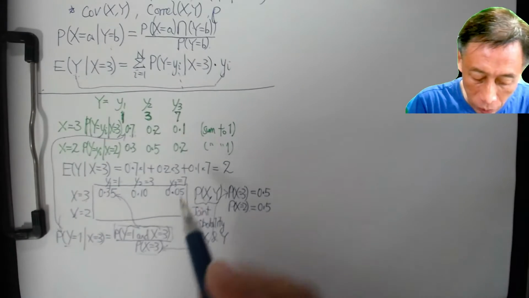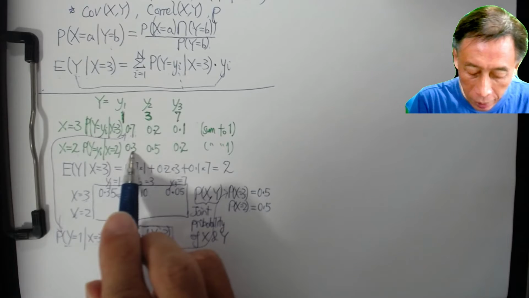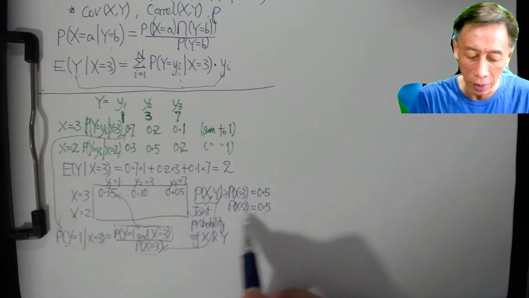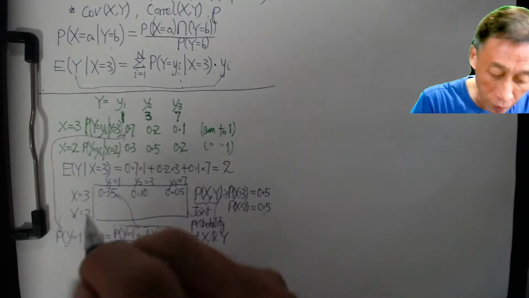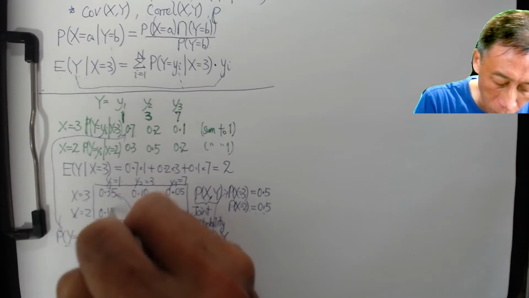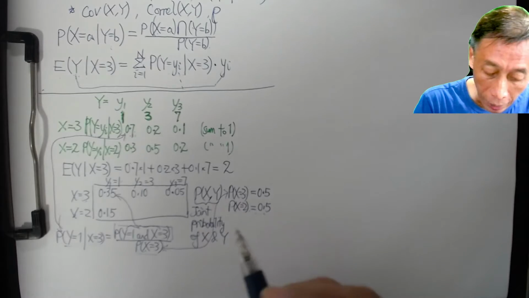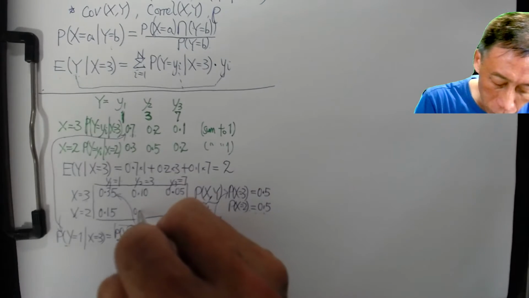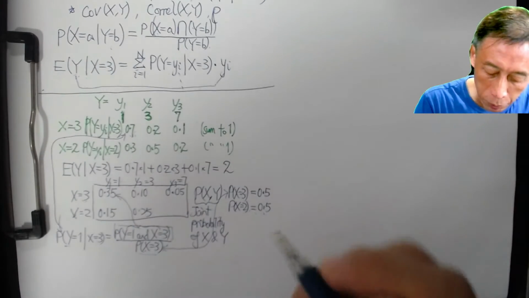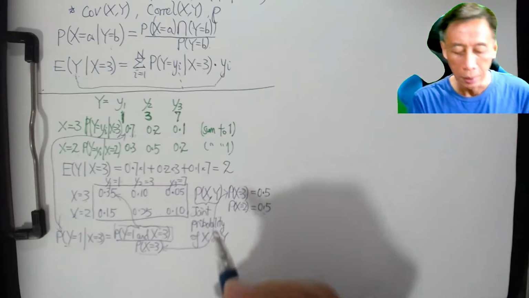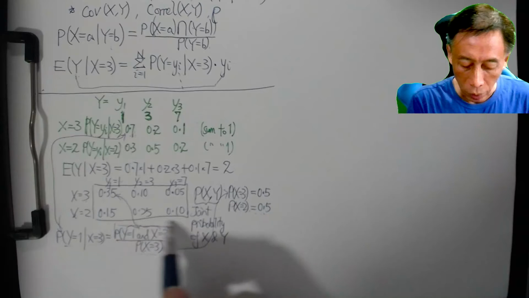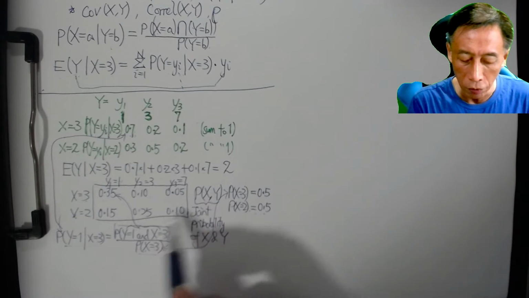So same thing, let's do the quick calculation. 0.3 times the second 0.5, the P of x equals 2.5. So 0.3 times 0.5, we get 0.15. And 0.5 times 0.5, 0.25. 0.2 times 0.5, we get 0.10. So this will be our joint probability table for x and y.